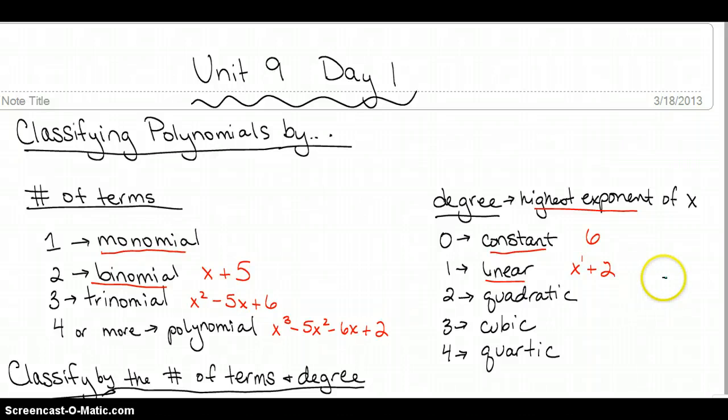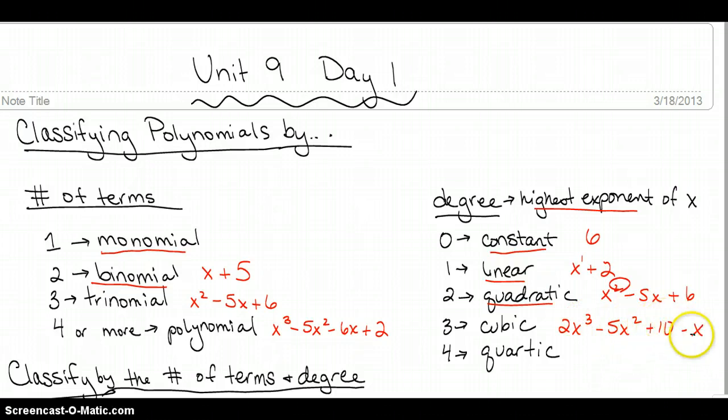Quadratic is where the highest exponent of x is 2. So something like x squared minus 5x plus 6. The highest exponent is a 2, so that makes it a quadratic. Cubic is where the highest exponent is going to be 3. So you might have something like 2x cubed minus 5x squared plus 10 minus x or something. The highest exponent of x is 3, so that would be an example of a cubic. And then if the highest exponent is 4, that's called a quartic. So something like 10x to the 4th minus 5x cubed plus 6. Highest exponent of x is 4, so that's called a quartic.